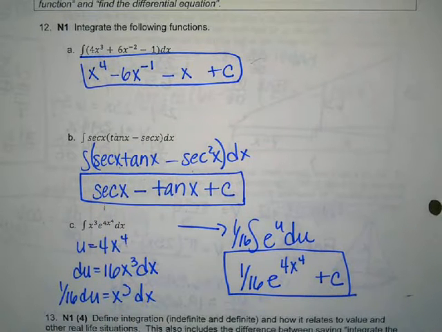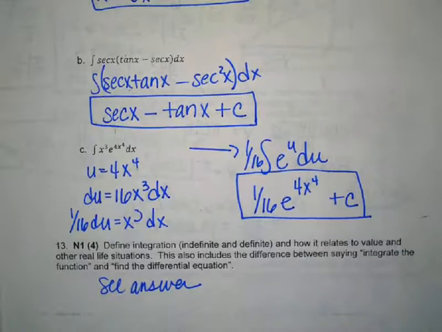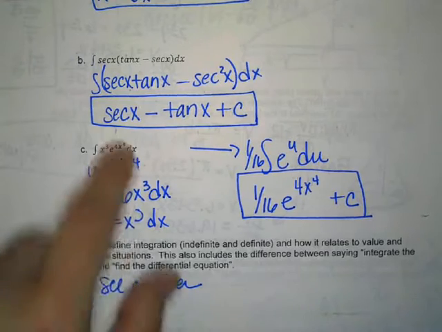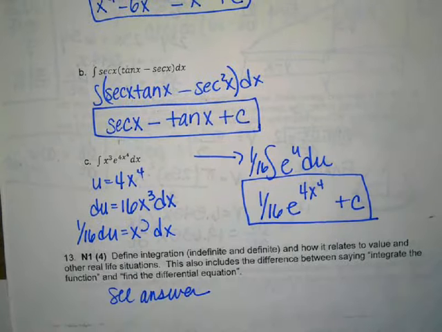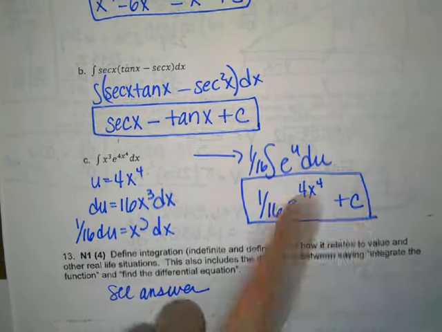And then for C, you have to let u equal the exponent, and then find the derivative of u, then move the 16 over, rewrite it, so it's 1 over 16 times the integral of e to the u, and then the integral of e to the u is just e to the u. So that should be your expression there.